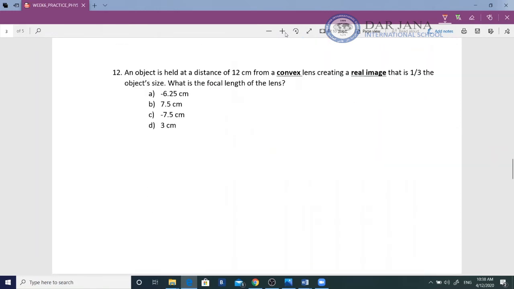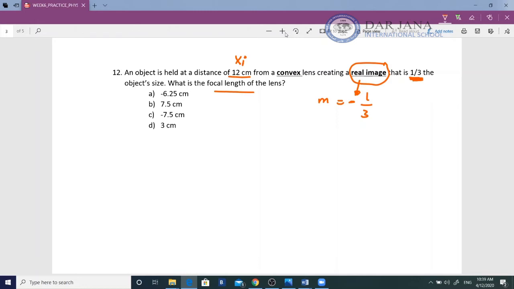Here we have some calculation problem. An object is held at a distance 12 cm from a convex lens. So when we say an object, that's xo, it's always positive. We don't have to worry about this. It produces a real image. It's 1/3 the size of the object. This is magnification. So when we are given how much is the image relative to the object, this means it's m. M is equal 1/3, but we will put it negative since it is a real image. And as you know from before, the real image, the magnification is negative.